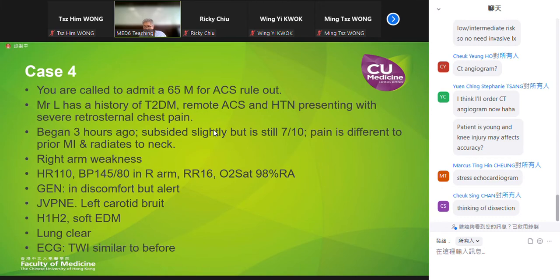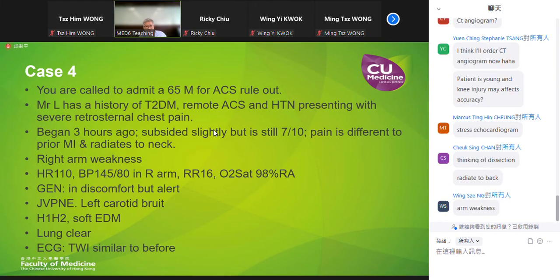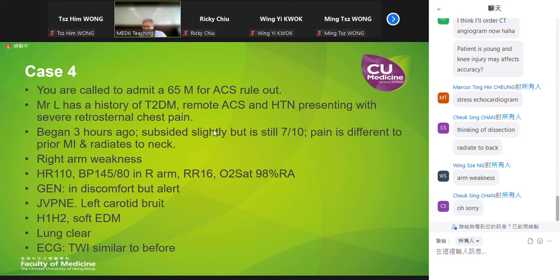Yes. Why? Radiating to the back? The neck? Is it useful? Arm weakness, how is that so? Oh, sorry. Does it change your thinking? So it's not the back, it's not dissection now? Or do you still think dissection? It's to the neck. Is it still dissection?